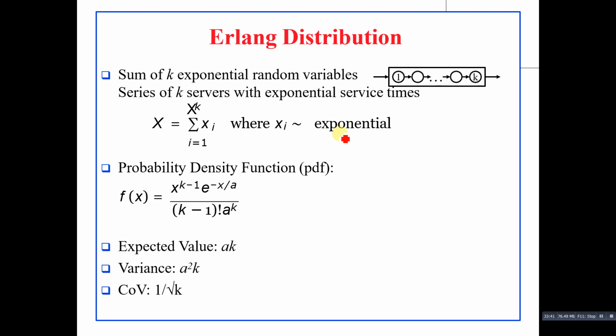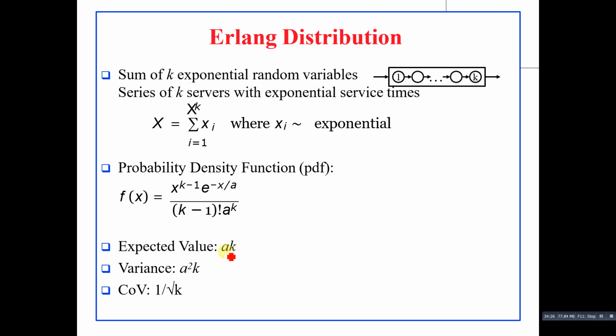In a normal distribution, if each variable is normally distributed and you add them, the summation is still normal. But for exponential, when you put them into series and add them, it becomes an Erlang distribution. It's not exponential, but Erlang. So the PDF for the Erlang distribution is f(x) equal to x to the k minus 1, with k exponential random variables, e to the power of minus x over a, over k minus 1 factorial with a to the power of k. So this is the PDF for the Erlang distribution.